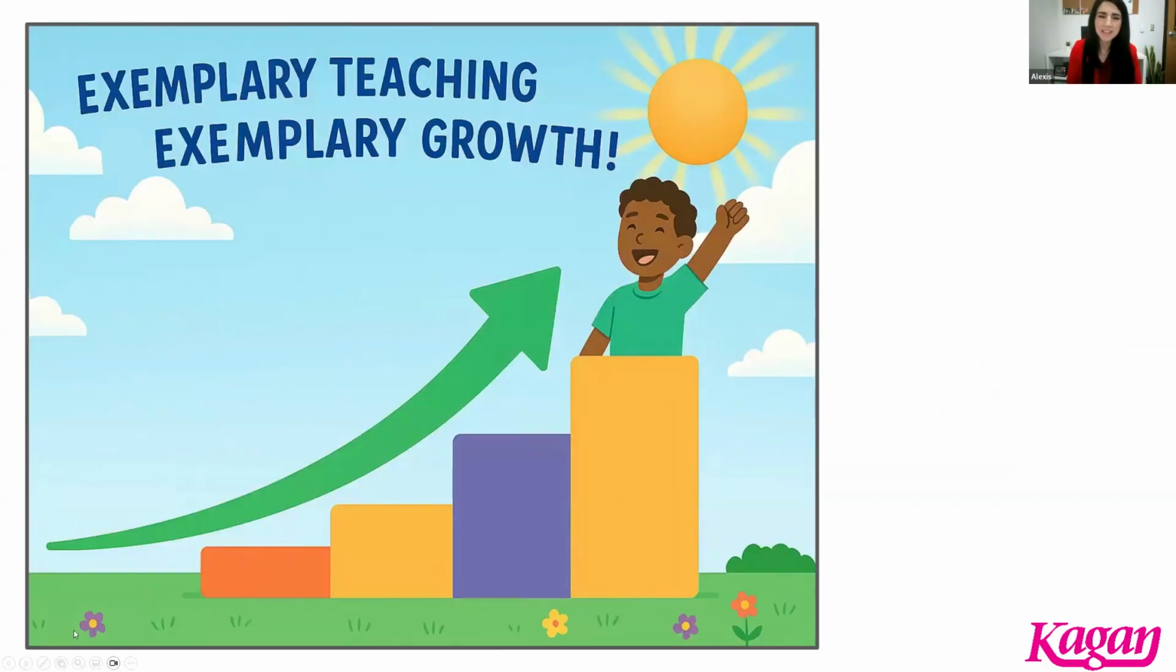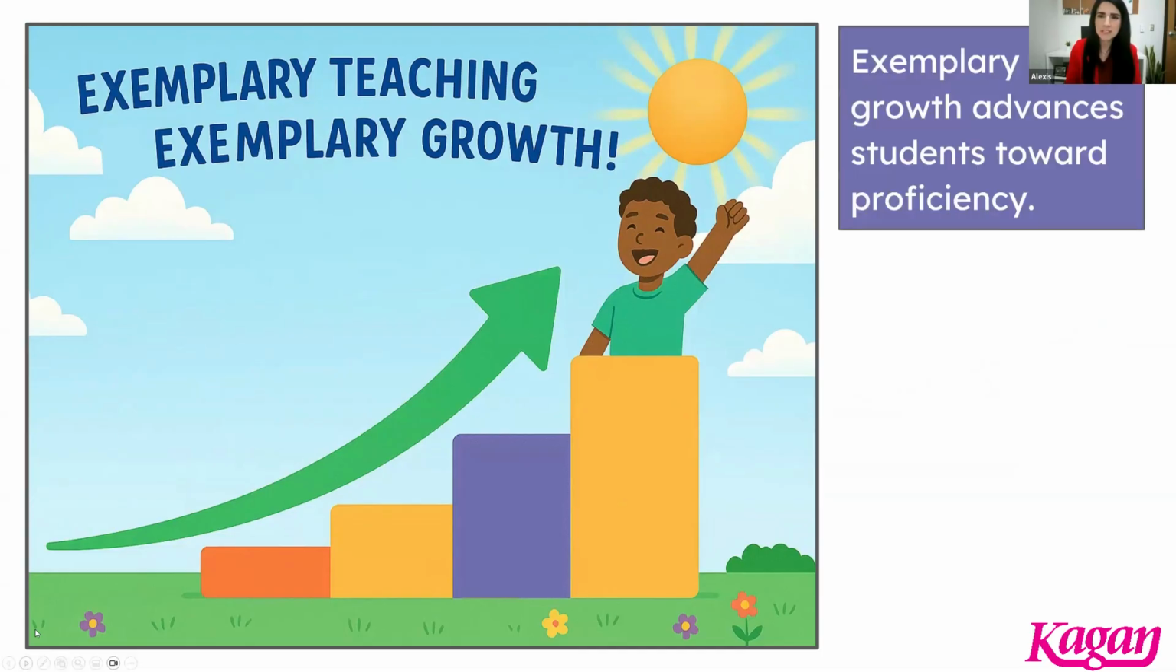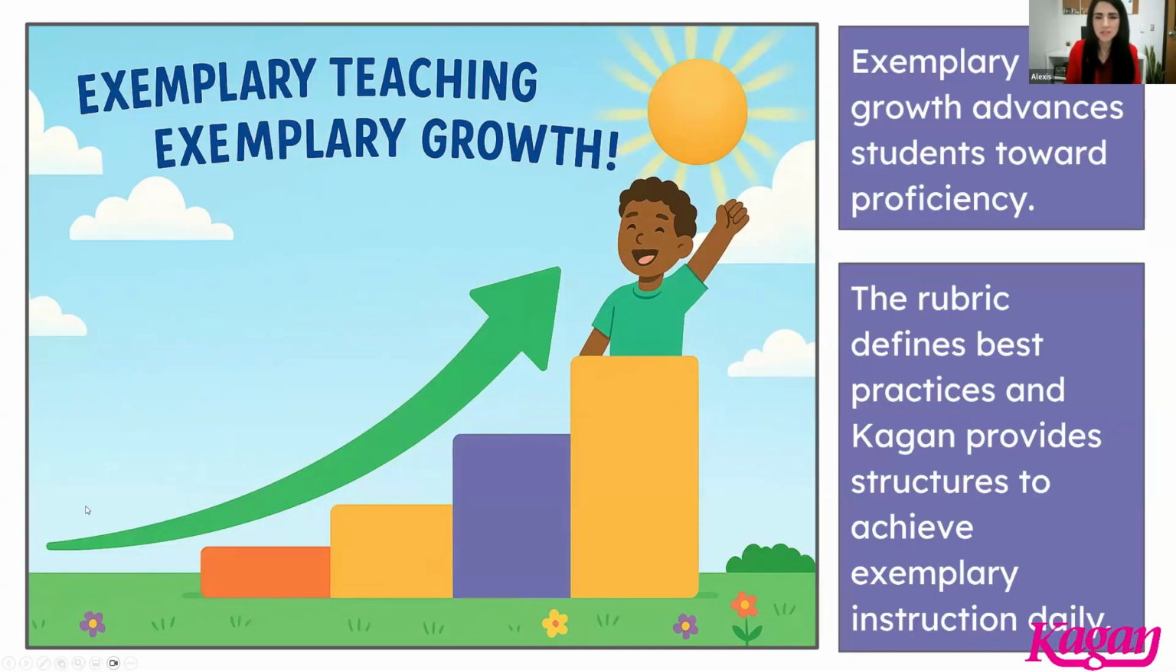On this next slide, we used this image to really make it come to life. And with the next two quotes, we introduced these ideas that exemplary growth advances students towards proficiency, and that our rubric that we know and use for our observations really define those practices. But the Kagan structures give us those exemplary practices that we can use in our everyday instruction. So it's not something that we're doing for an observation. It's something that becomes a routine that our students and our teachers are used to using every day, both for building relationships and also in our academic content.